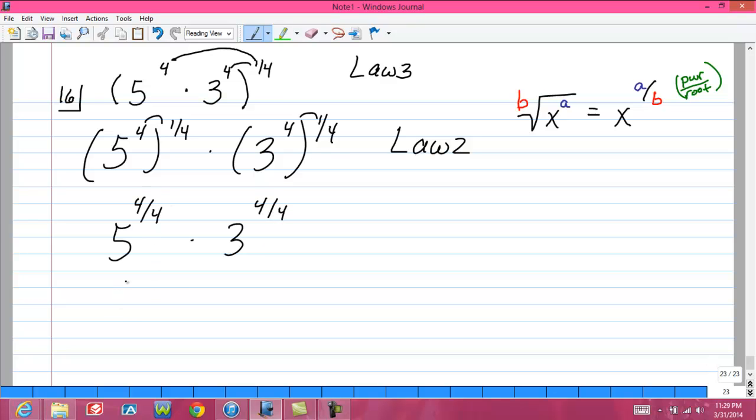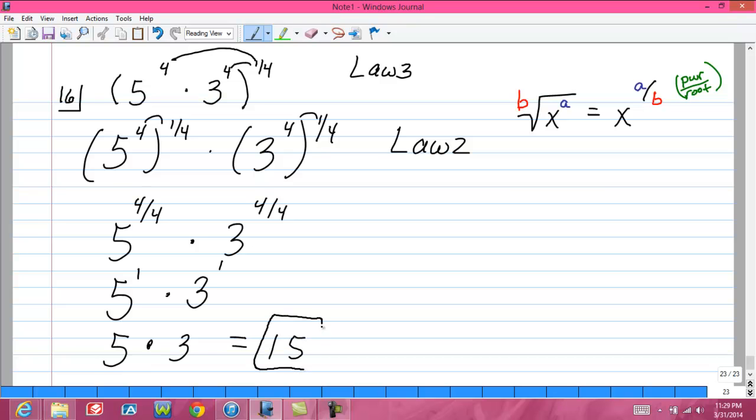4 divided by 4 is 1, so this is 5 to the 1st power, which is 5. And this is 3 to the 1st power, which is 3. And 5 times 3 is 15. This concludes the last 2 flaps of our foldable.